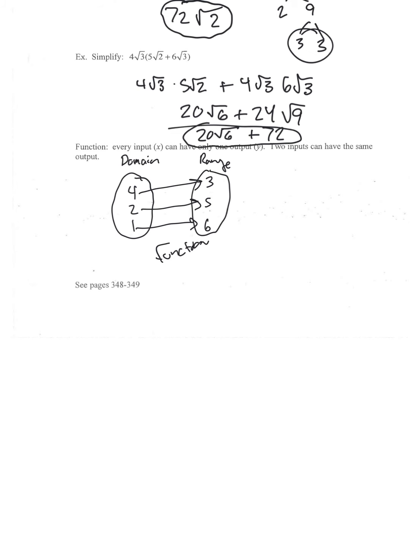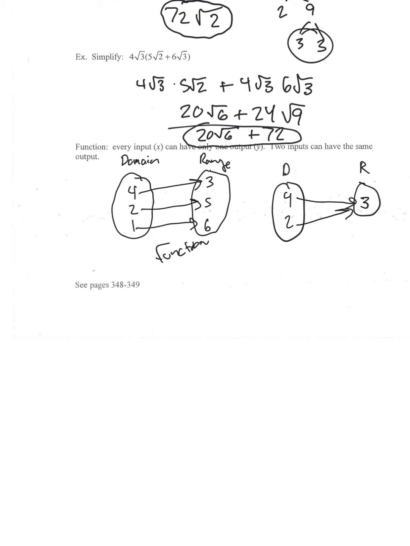The second part of this says 2 inputs can have the same output. So one of the examples that you can see in your book for this is a situation where you've got the domain and range bubbles, right? And the domain is 4 and 2, and your range is 3, and each of these can have the output 3, but they still each only have 1. And so it's very important that you recognize that these are functions.